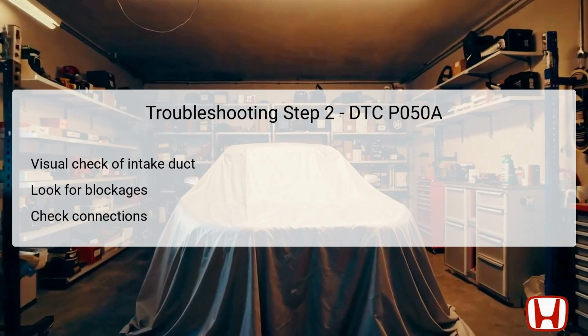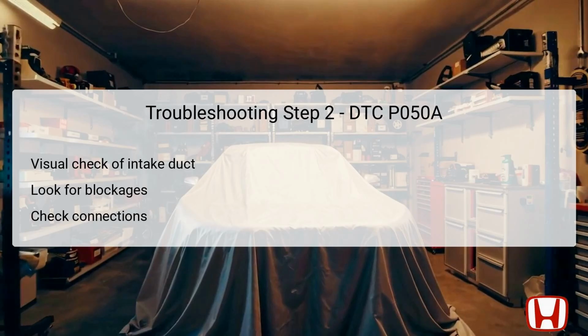In Step 2, the focus shifts to a visual examination of the intake air duct to ensure there are no poor connections or blockages hindering airflow. Technicians should inspect the duct for signs of wear, damage, or improper installation. Any obstruction, whether due to dirt or physical damage, must be addressed promptly, as it can severely impede the performance of the idle air control system.